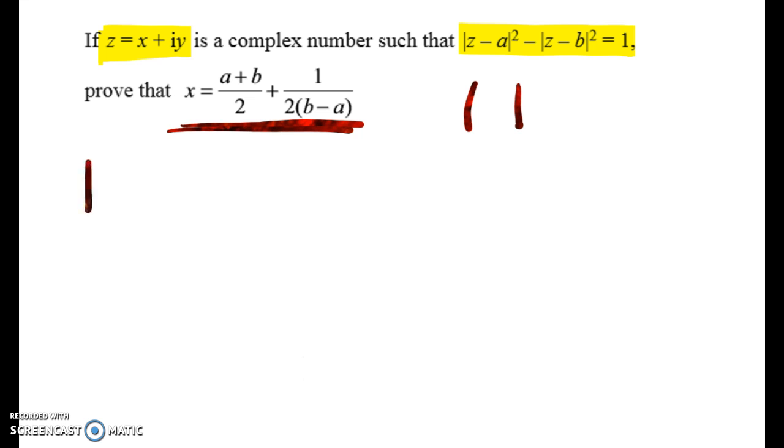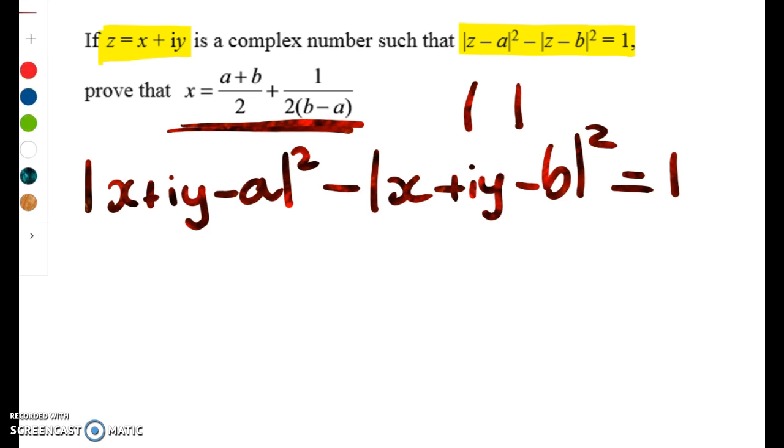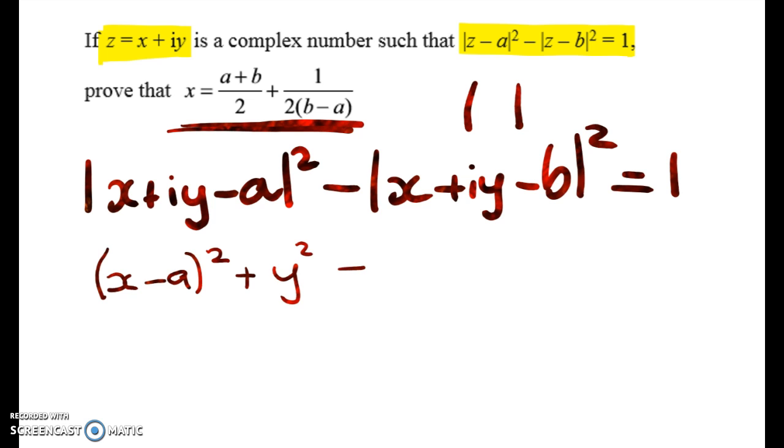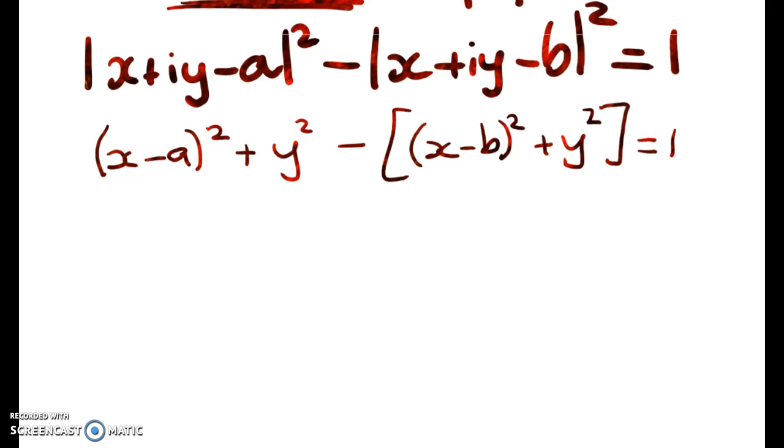Okay, so substituting, we get x plus iy minus a, and then the same again here. We've got a squared magnitude, so that means that I can write this x minus a squared plus y squared minus this, and you can see that some things are going to simplify away.